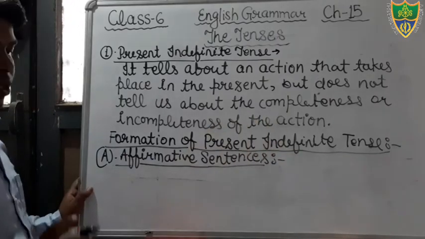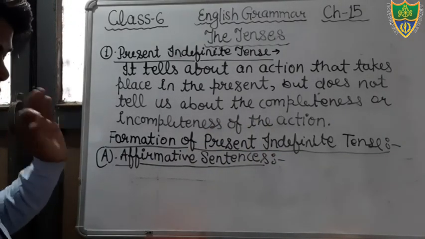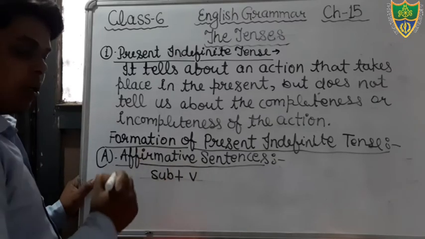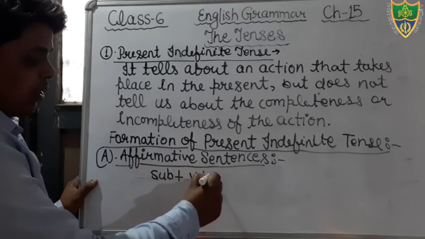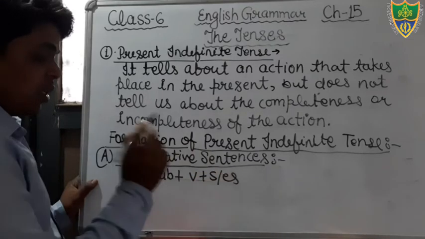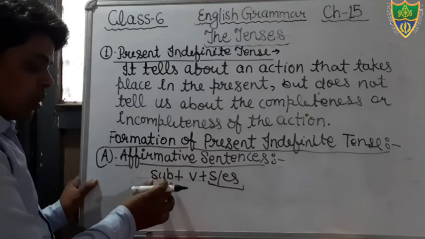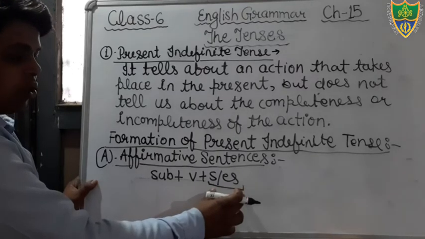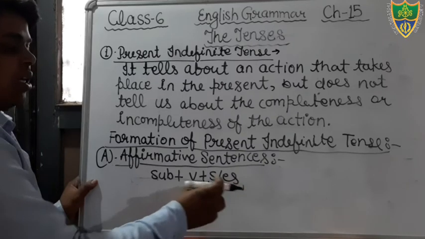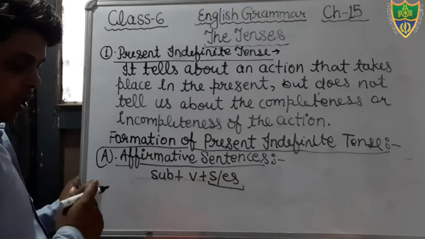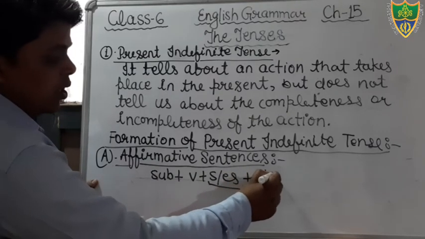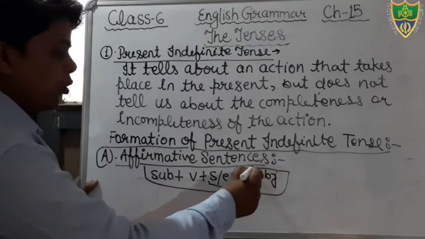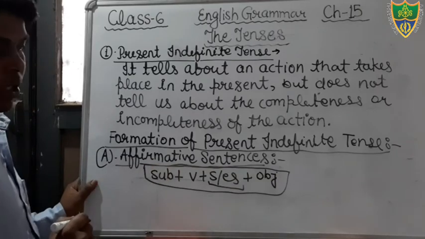Just see, students, in the affirmative sentence you have to remember the structure. Subject will be there, then after that verb will be there, and in the verb we will add s or es, but there is a condition. If the subject is singular, then we will add s or es to the verb. If the subject is plural, then we will not add s or es to the verb. Then after, if there is an object, you will mention here. If there is other information, you can also mention there. This is the structure that you have to keep in your mind. On the basis of this structure, you can make sentences.